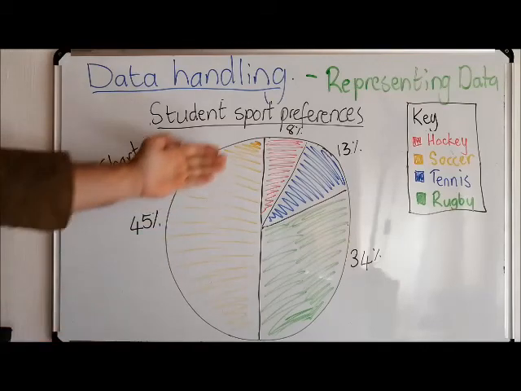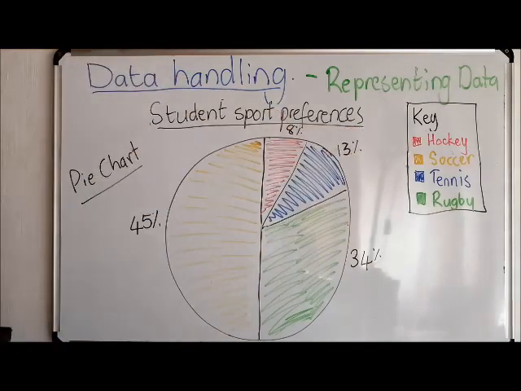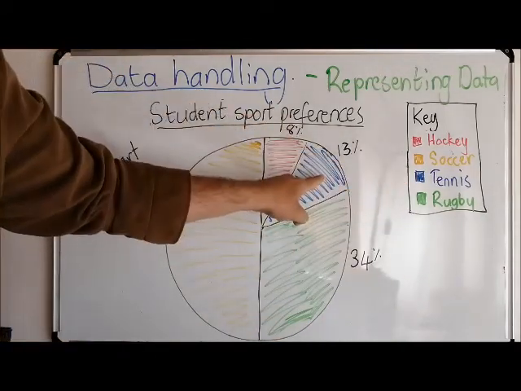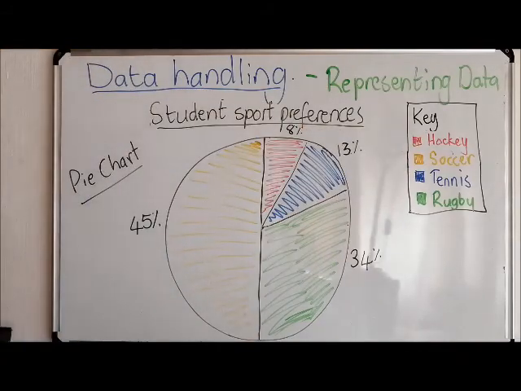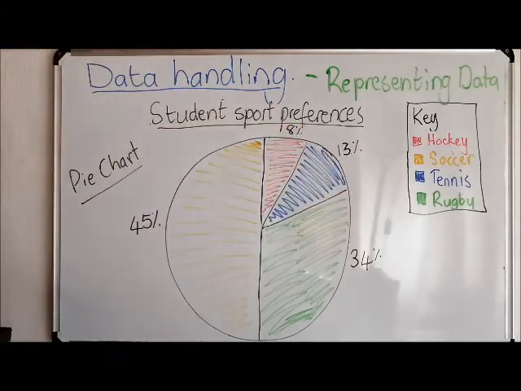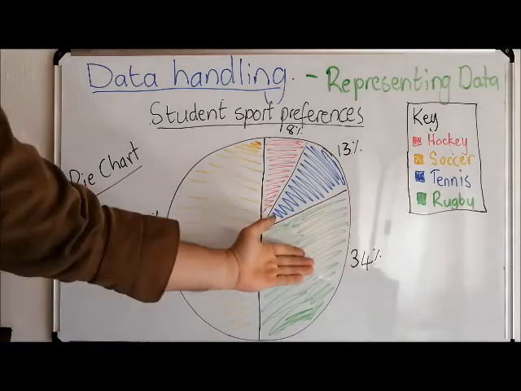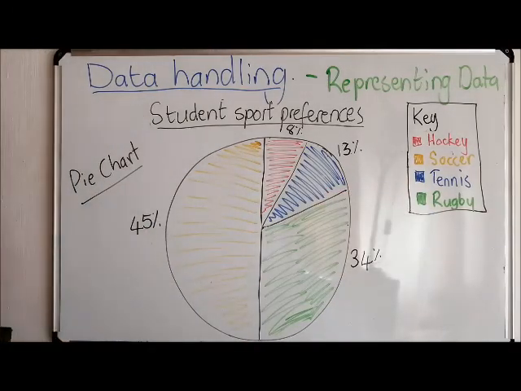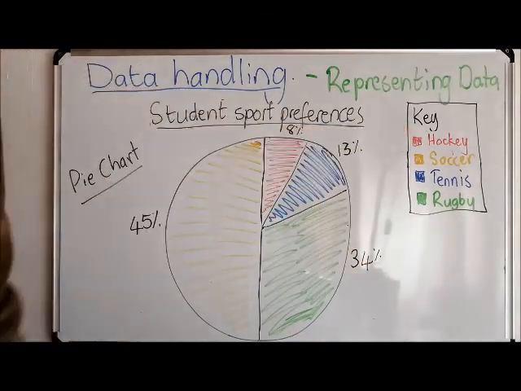Now looking at this, the yellow, if I look at my key, is soccer. The green is rugby. The tennis is in the blue, and the red is hockey. Now this takes a survey and it takes that data and puts it into percentages. So you can automatically see here that the yellow, which is soccer, is 45%. So 45% of my class of the grade 6Hs want to play soccer. 34% want to play rugby. Only 13% want to play tennis. And only 8% want to play hockey.